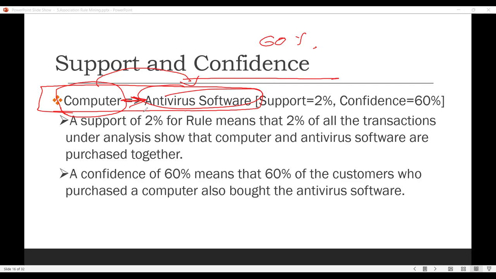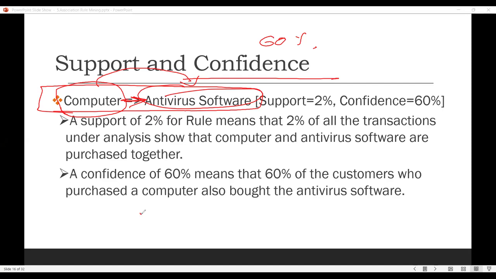So support looks at the entire set of transactions in that particular data mining task, the pattern recognition task. We deal with the whole set of transactions. How many transactions deal with this set of items, that is what we call support. Confidence is related to only a particular association rule. We look at only one association rule and we can calculate the confidence, right? So if you have an association rule, computer implies antivirus software, then a confidence of 60 percent means if a person purchases a computer, the percentage that he purchased antivirus software is 60 percent, right?